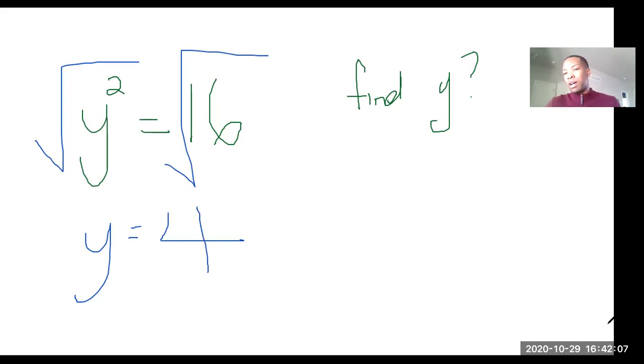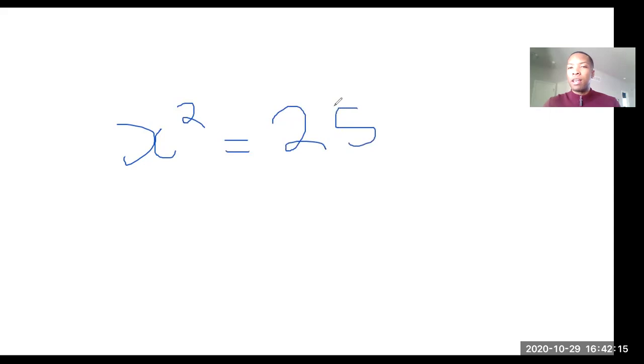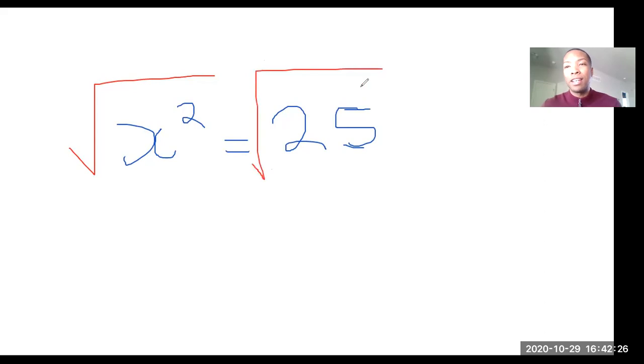Okay, another part that I'm going to do, let's use x squared again, is equal to 25. And they're like, Mr. McKnight, how do I find x? Well, first, I got to use the square root sign because I got a square right there. I got to get that out. And whatever you do on one side, sure enough, got to do it on the other side.